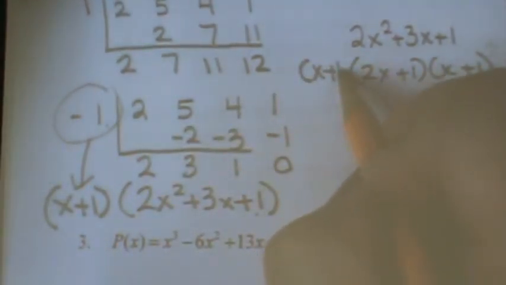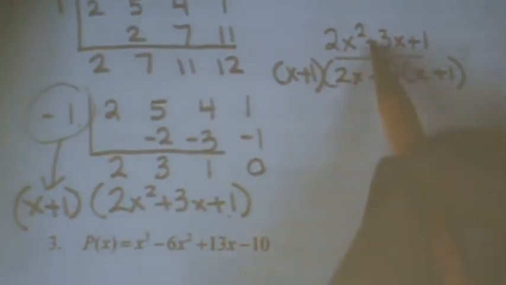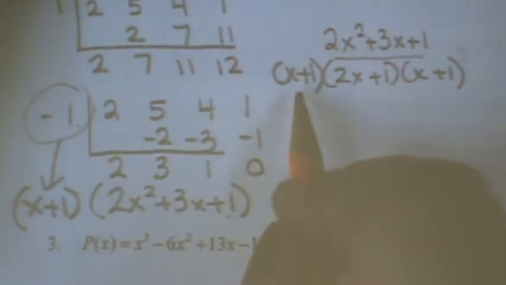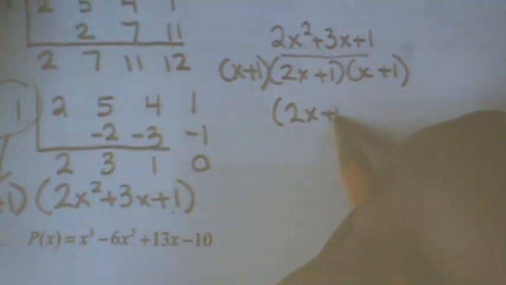See this right here? This is x plus 1, right? Yeah, these two give us this product right there. These are the products of that. And that was the -1 that we found. So can I shorten this answer? Yes.